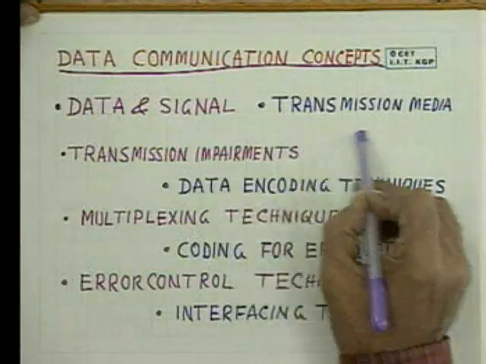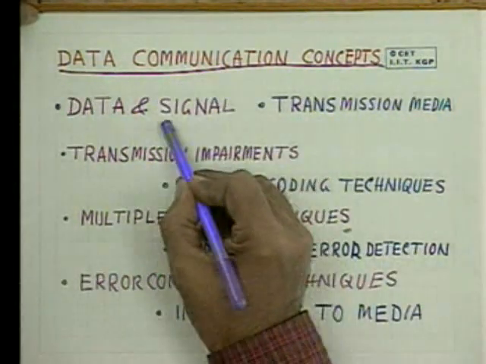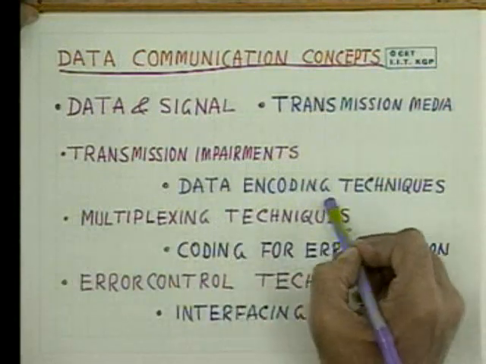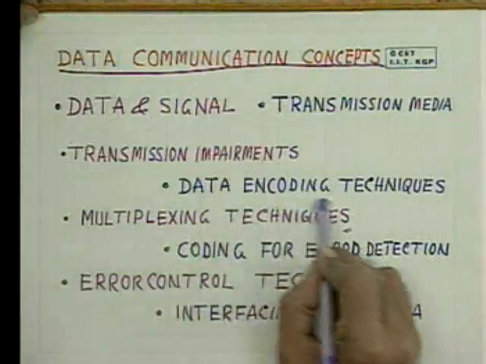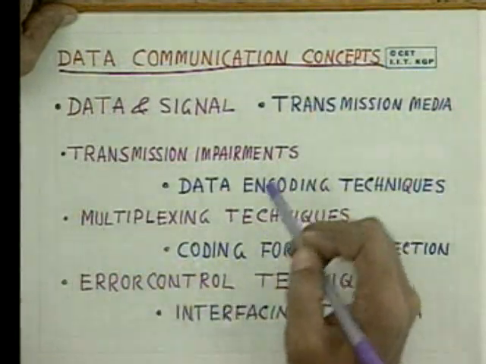We shall discuss different types of transmission media, different types of impairments that the signal suffers while passing through the transmission media, what kind of data encoding you have to do for efficient communication through a transmission media, and what kind of multiplexing techniques you can use for efficient use of the bandwidth of the transmission media. In spite of all these things, errors will occur; how you can detect errors, and how you can control errors. These are the things we shall discuss. We shall also discuss how you can interface your equipment to the transmission media. So these things will be covered in the first part.